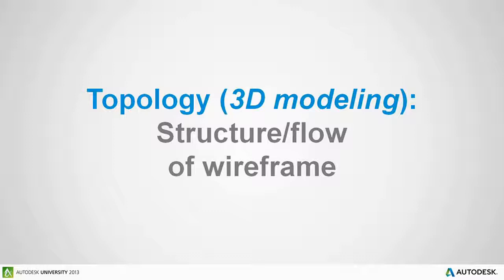They'll start talking about topology and they'll say topo, you know. And if something has bad topology, they'll talk about re-topologizing it or re-topoing it. So if you ever hear this expression, these guys saying, the topo isn't that good, I'm going to re-topo, this is what they're talking about: the structure or flow of the wireframe, which has a very big impact on how easy it is to edit and how good it looks in the rendering.